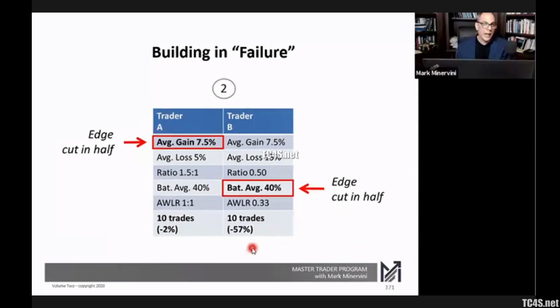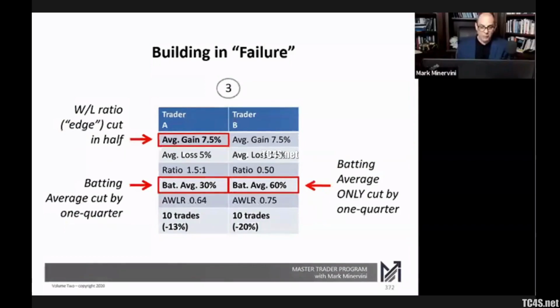Okay, look after 10 trades, what happens? 57% loss. Big difference, right? Okay, so maybe you say to yourself, well, we weren't very fair to trader B. That's a pretty big drop, 80 to 40. So, all right, let's look at another scenario. Let's say this time we're going to be a little more lenient on trader B and a little harder on trader A. So trader A, we now have a 7.5% gain, 5% loss.